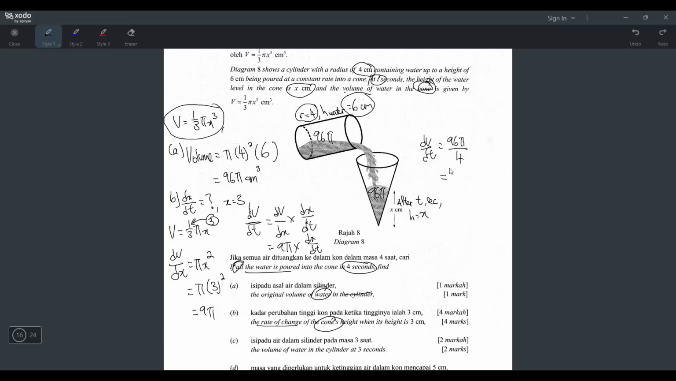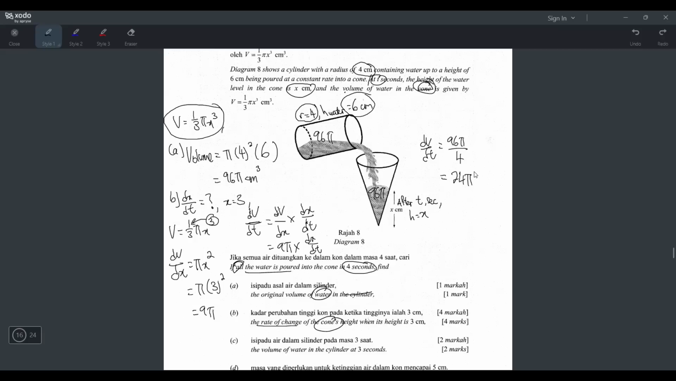You get the value for 1 second. So you take 96 divide 4 and you get 24 pi. And this 24 pi is positive because it's for the cone. So for the cone, the volume is increasing over time. So what does 24 pi mean? It means every 1 second, your volume increases by 24 pi.